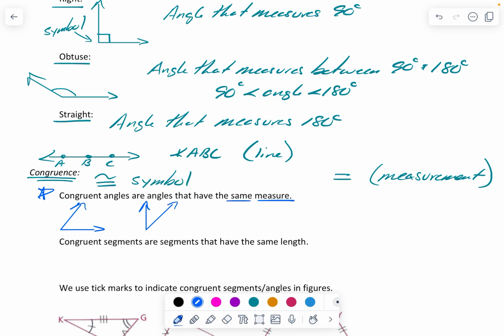So we could say angle A, we'll say it's about 60 degrees, and angle B is 60 degrees. And we would say angle A is congruent to angle B, which means the measure of angle A is equal to the measure of angle B. And that's a lot to take in. Notice when we use the angle symbols, we say congruent. But if we talk about measurement, we use the little m there, and then we use equal.